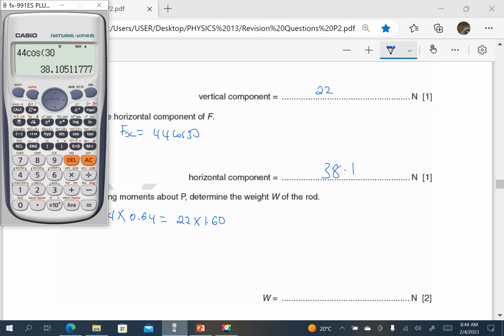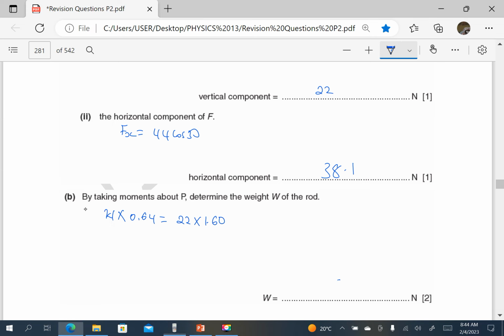So we simplify this with our calculator. 22 times 1.6 divided by 0.64. So that is 55. So W is 55.